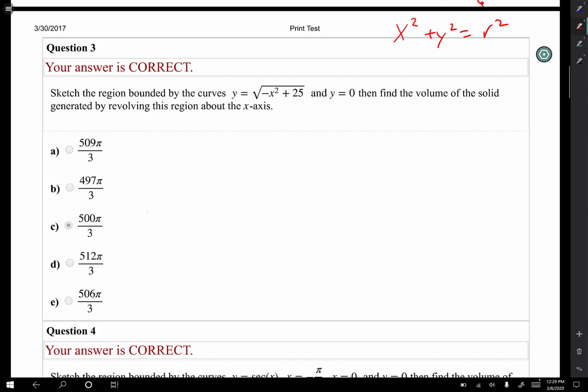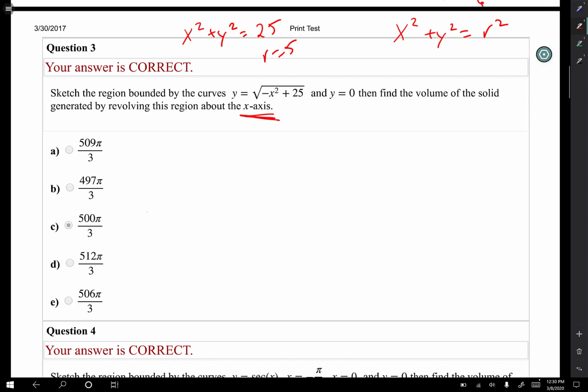And if you square this and then move the x squared to the left, you have x squared plus y squared equals 25. So immediately we know that r equals 5. So if you take the top half of the semicircle and you rotate it about the x-axis, what shape are you going to have?